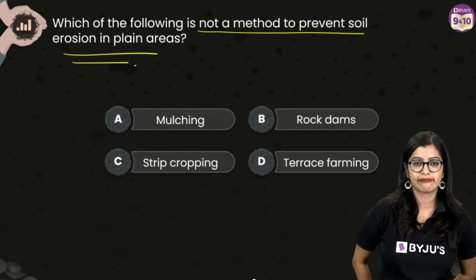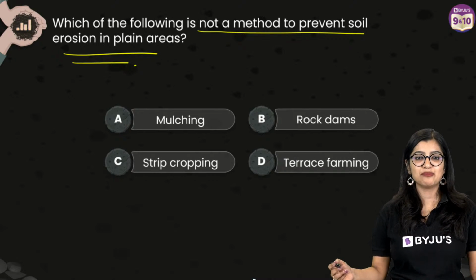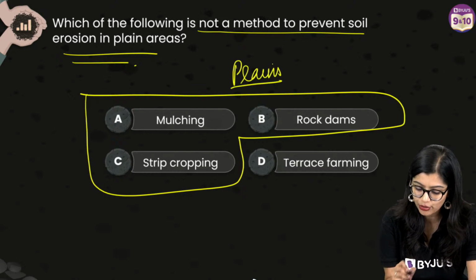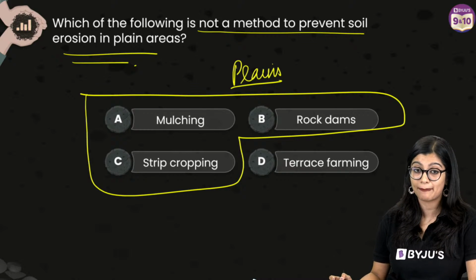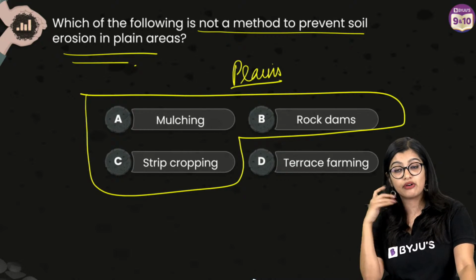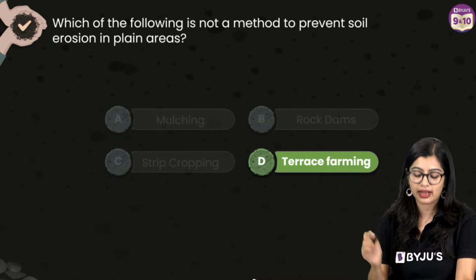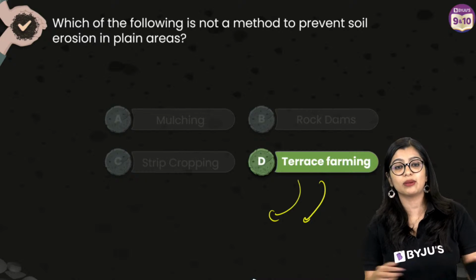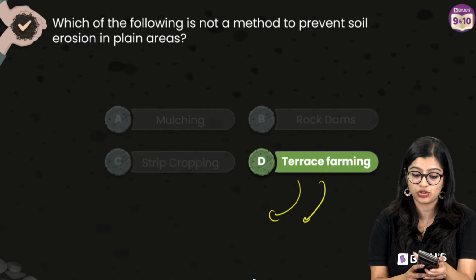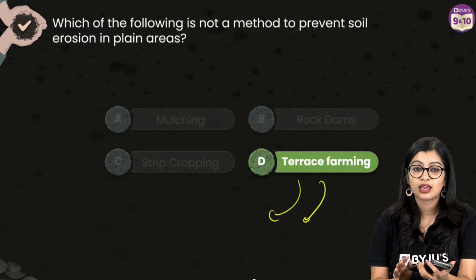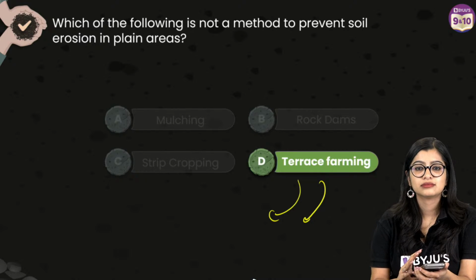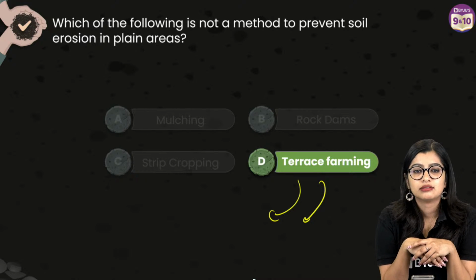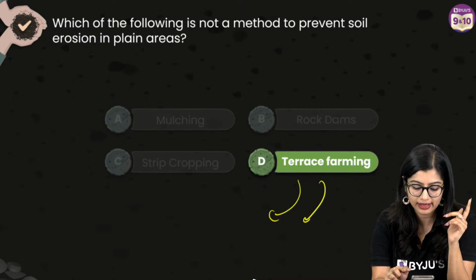I really enjoy that. See, rock dams, mulching and strip cropping are all used in the case of plains. But terrace farming, where do we practice terrace farming? Can you tell me? In which kind of region do we practice it? Tea plantations, yes, Jishna, you're right. Hilly areas. Very good, all of you, very, very good.